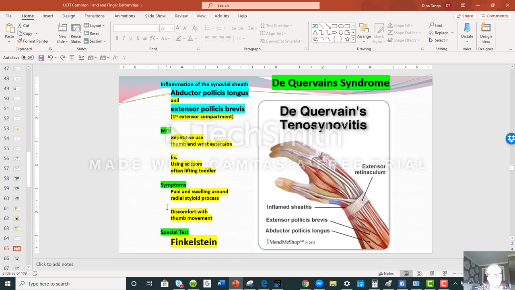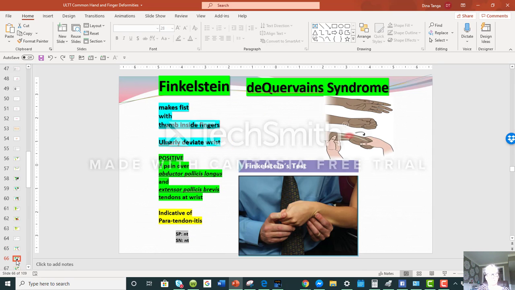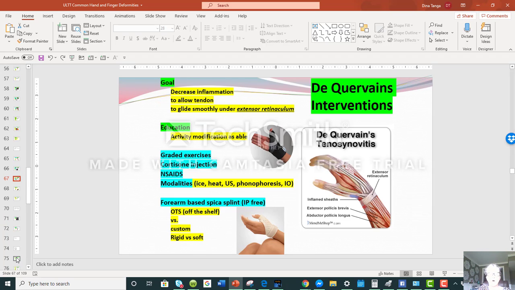Symptoms: pain and swelling around the radial styloid process, discomfort with thumb movement. Special test, Finkelstein: make a fist with the thumb inside the fingers, then ulnarly deviate. Positive is pain of the abductor pollicis longus and the extensor pollicis brevis tendons at risk, indicative of peritendinitis. Goal is to decrease inflammation, to allow the tendon to glide smoothly under the extensor retinaculum.